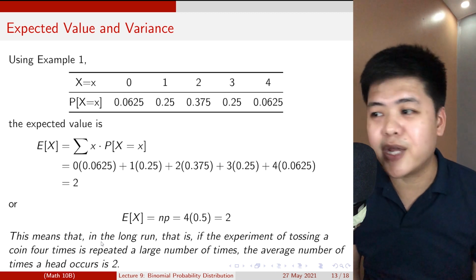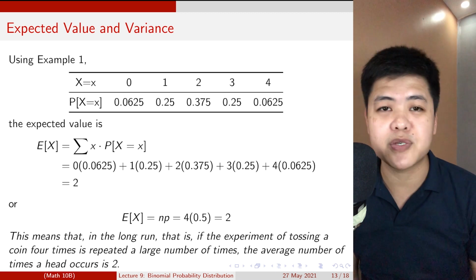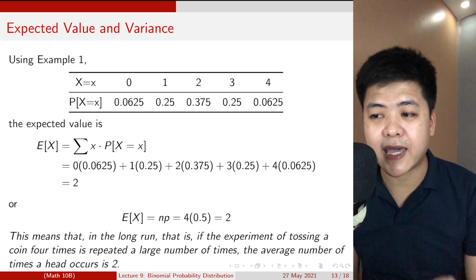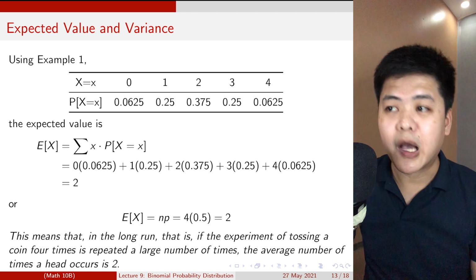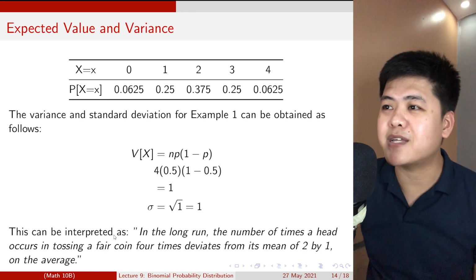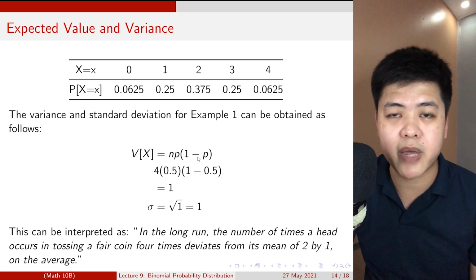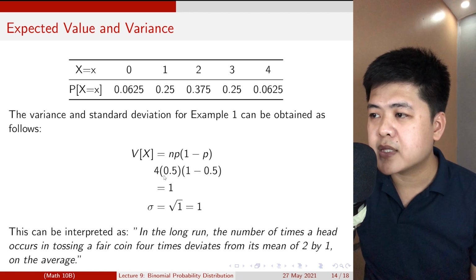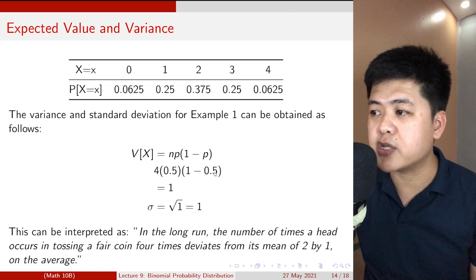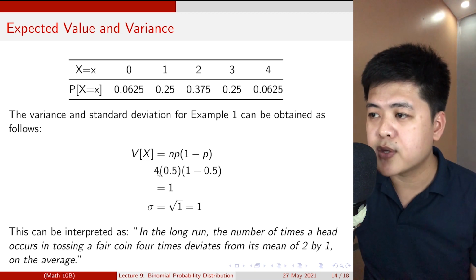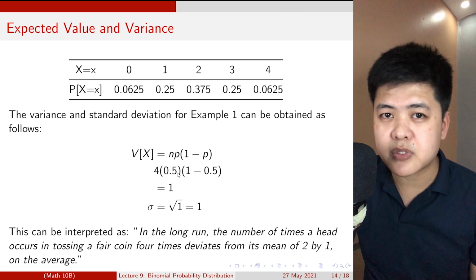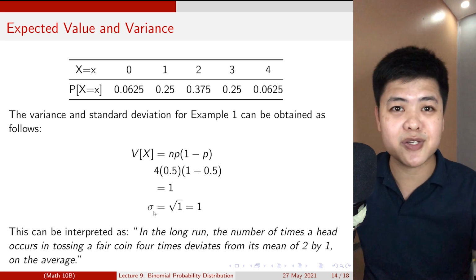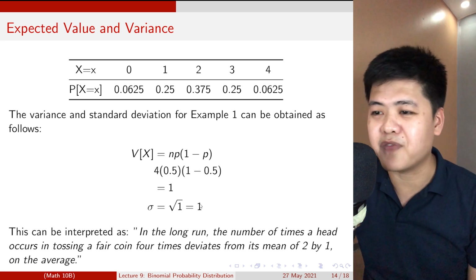This means that in the long run, if we do the experiment of tossing a coin 4 times, a large number of times, the average number of times a head occurs is 2. How about the standard deviation? For the standard deviation, you can use the formula square root of np times 1 minus p. So in this case, it should be 4 times 0.5 times 1 minus 0.5, which should be 0.5 also. So 4 times 0.5, that's 2, times 0.5, that's 1. So your variance is 1, and your standard deviation is square root of 1. So that's also equivalent to 1.